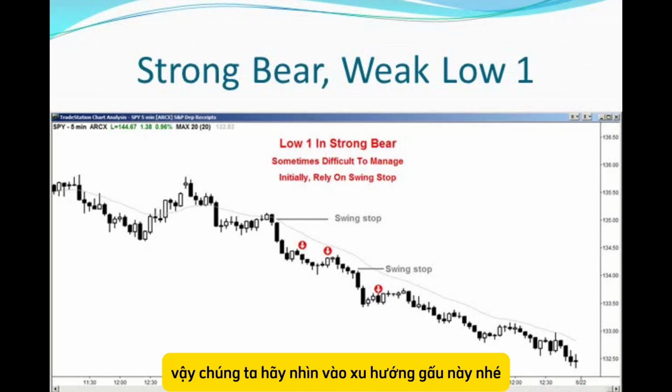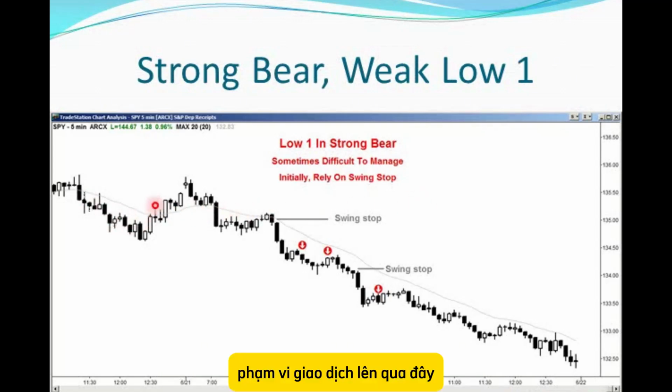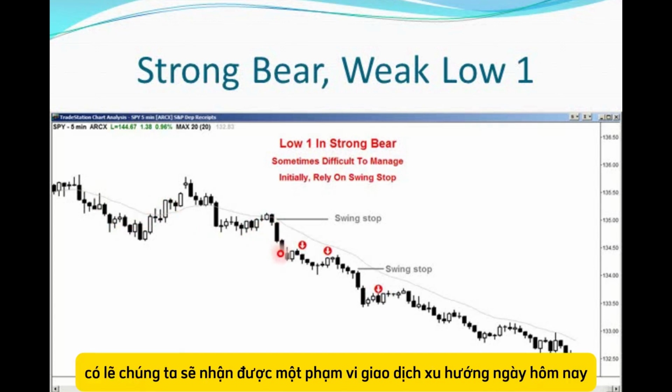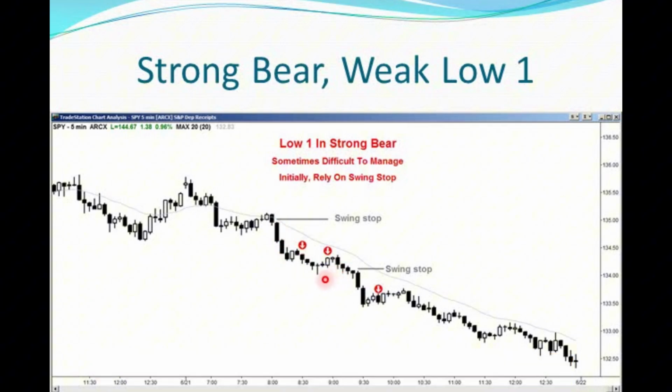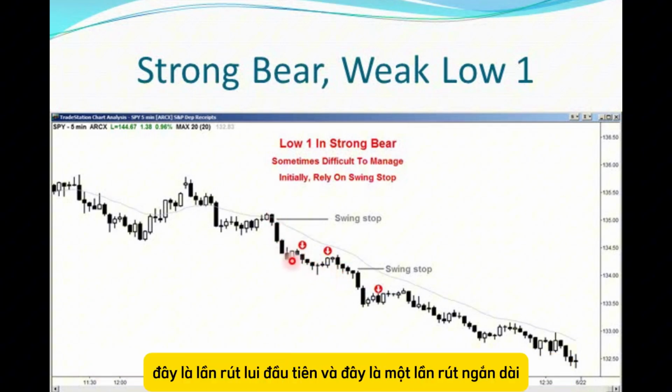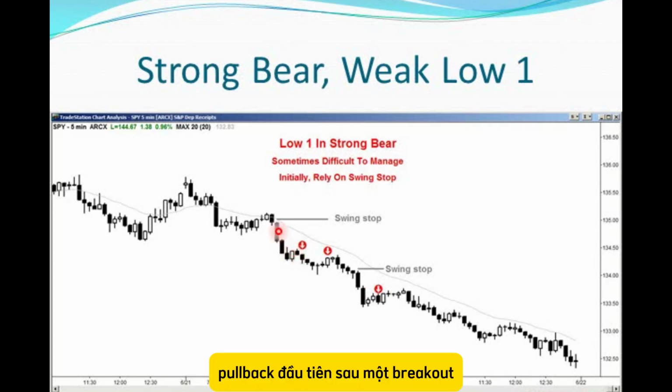So let's take a look at this bear trend. Okay, trading range up through here, and then a very strong bear breakout. Maybe we'll get a trending trading range day. Maybe this will become a spike and we'll get a channel. So anyway, here's the first pullback, and this is a low 1 short. The first pullback after a breakout, I think, is a fairly high probability trade, and in general, I would go for at least 2 times my risk.